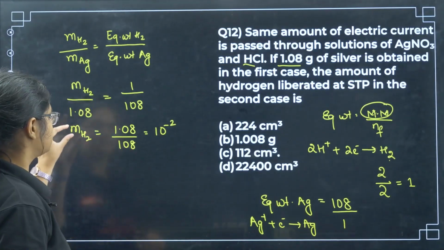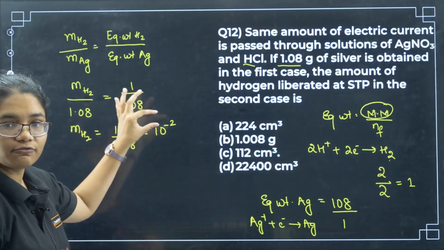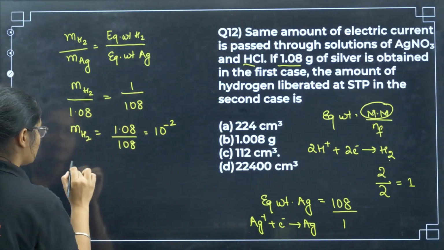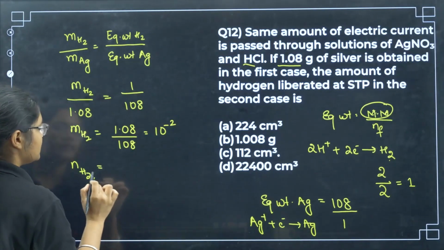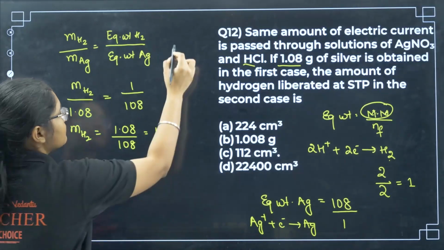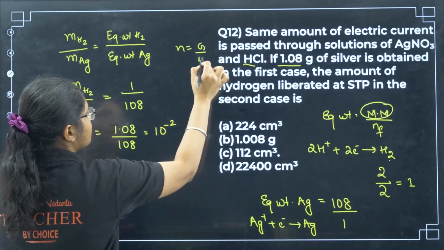Right. So the mass of silver deposited was 10 to the power of minus 2. Then can I calculate the number of moles of hydrogen deposited? The number of moles will be what? You know this formula: number of moles is equal to given mass by molar mass.